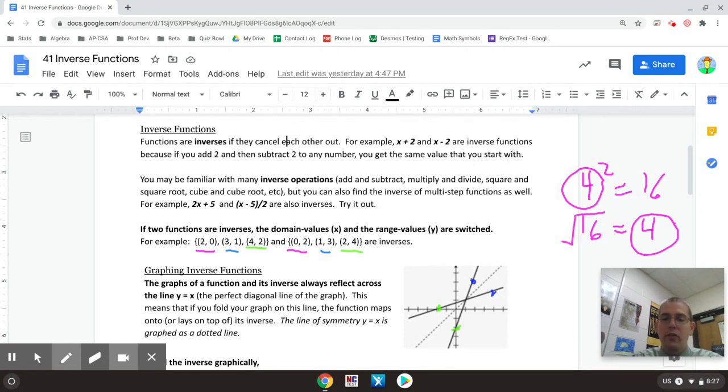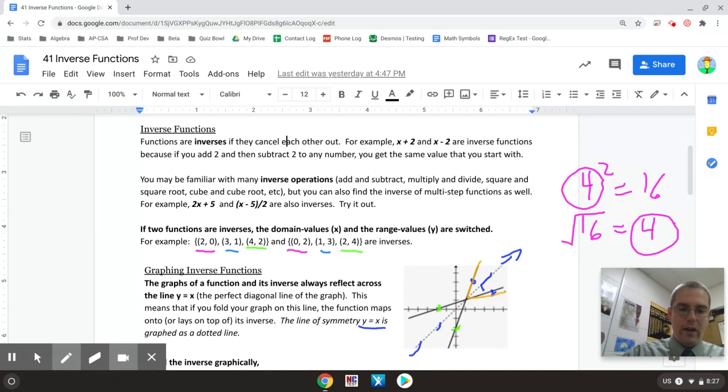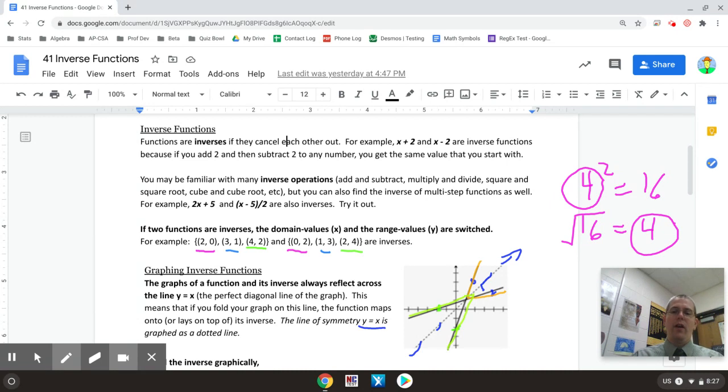What this means is it's going to reflect across the line y equals x. This line y equals x is the dotted line you see here on your graph. And that's like your perfect diagonal. It makes a 45-degree angle with your coordinate plane there. And if you fold it across that diagonal line, you could see that this piece here would line up with this piece here. And it's also true that this piece over here, down at the bottom, would line up with this piece here. So if you folded the graph, the two parts of the graph would fold on top of each other and be an inverse.